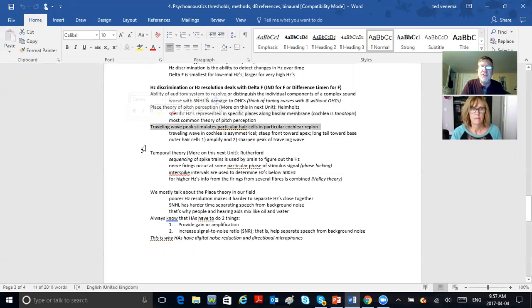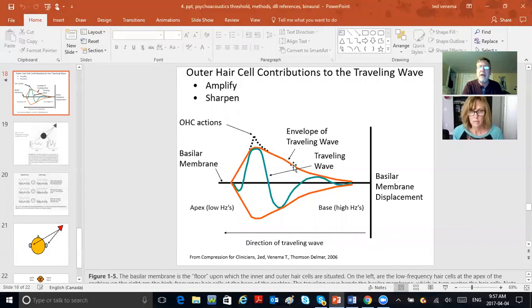Traveling wave, as we just described, stimulates particular hair cells in a particular cochlear region. The traveling wave in the cochlea is asymmetrical, steep toward the front. Look at this. The wave is shaped like a kite. Isn't that weird? This has implications too. And I'm going to just describe these in the last 3 minutes of this half an hour before we jump over to binaural hearing. Okay? The shape of this wave, like a kite.